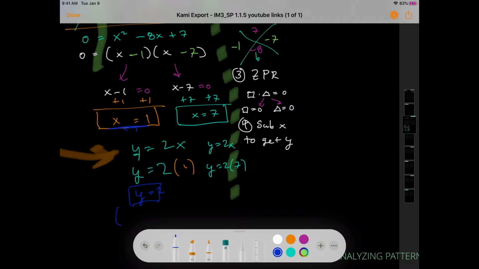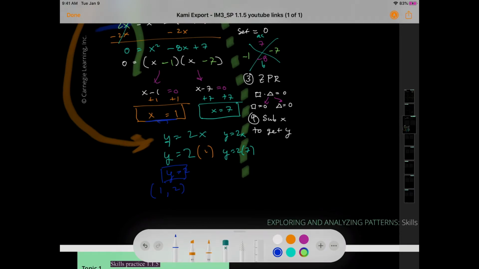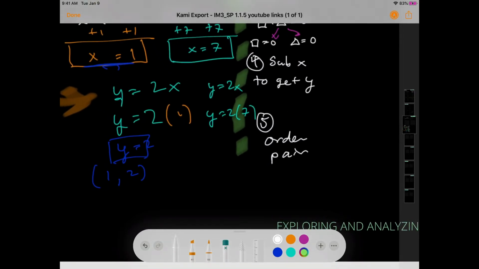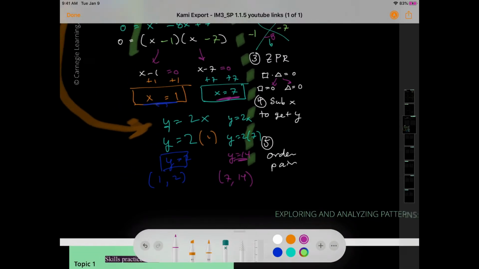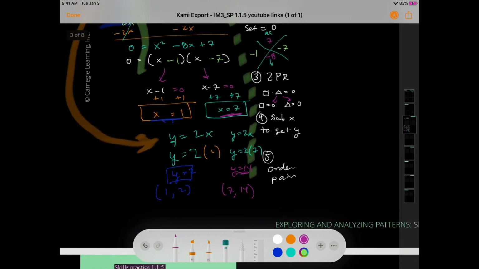So when x is 1, y is 2. That's an ordered pair, so let's write that. And we wanted to finish the one over here, so y equals 14. My ordered pair is when x is 7, y is 14. What does that mean? That means we have two solutions, so let's go ahead and graph it now, because they told us to graph it.